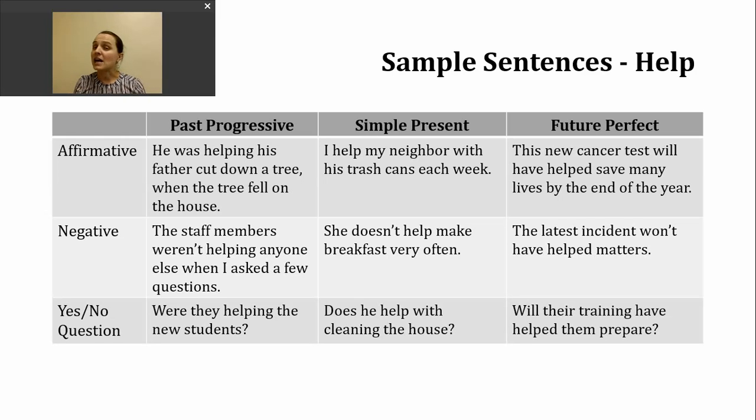Finally, if I want to make a yes or no question in the future perfect, I'm going to start with will, then I'll have my subject, then have, and then the participle. Here's an example. Will their training have helped them prepare?